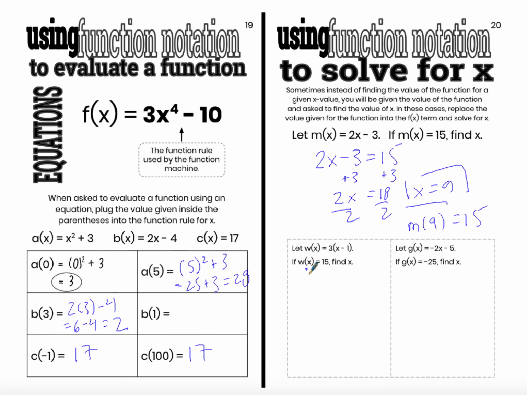Just the same thing is happening in these other examples. I'm given the function rule. I'm given the output. I solve for x. So given the function w and an output of 15, my input or my x must be 6. So if I plug 6 into my function, 6 minus 1 is 5, 5 times 3 is 15. That gives me an output of 15.